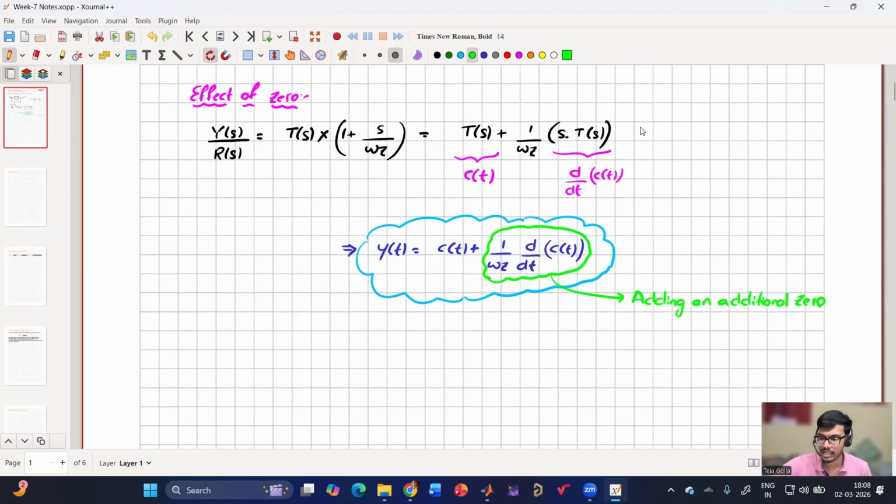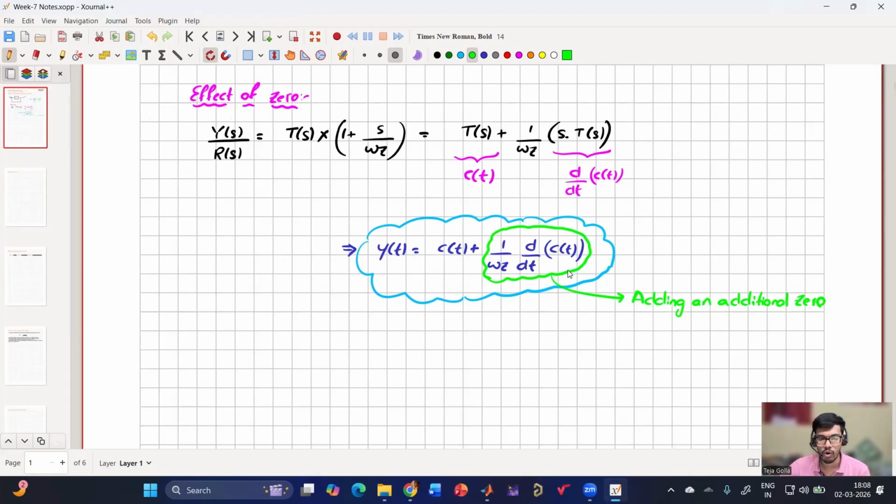So this is acting like a predictive control, and it is predicting what is going to happen, and then it is adding that term to the existing c(t). So this will improve the step response and it will try to speed up the response, which is what we are going to see. So first I'll start with the effect of zero.